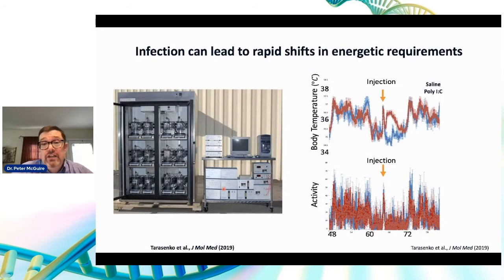Infection can also lead to rapid shifts in your energy requirements. So here, this is a study looking at mice, essentially, because obviously we can't infect humans, so we use the mouse as a model. And this mouse was injected with something that simulates a viral infection, and we're looking at body temperature. And you can see here that after you inject this substance, body temperature goes up for a couple of hours after that.